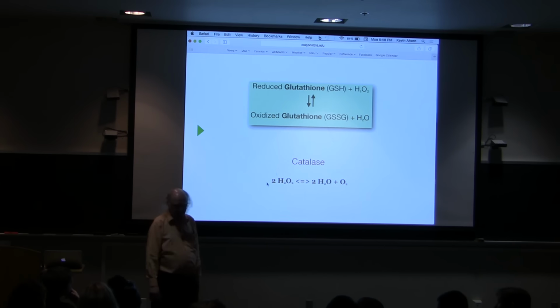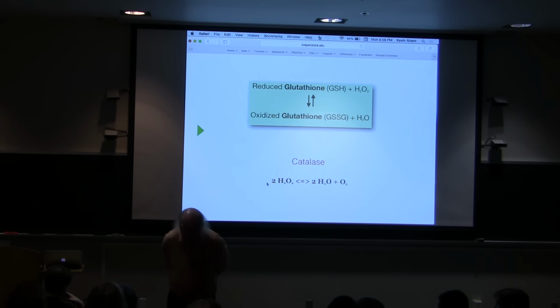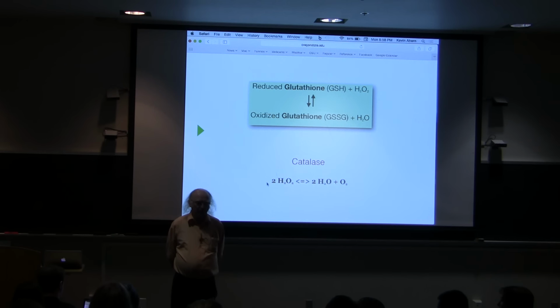Yes, ma'am? What did guanine turn into? Guanine will turn into 8-oxoguanine. It puts an oxygen on position number 8, and that will make something that can base pair with adenine. Not good.